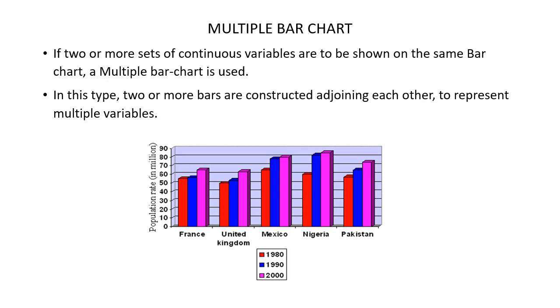Same is the case for United Kingdom, Mexico, Nigeria and Pakistan. The red color bar represents the population during the year 1980. The blue color bar represents the population in the year 1990, and the purple color bar represents the population in the year 2000. Now questions are asked in exams using all this data given in the multiple bar chart.